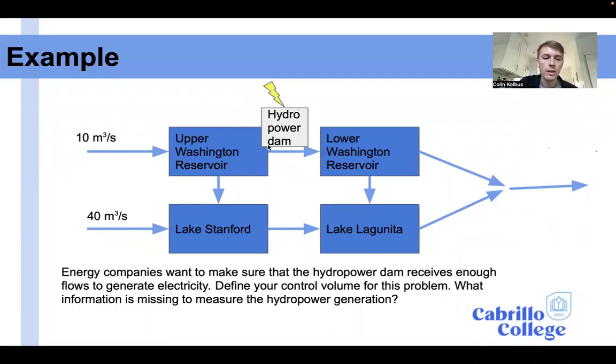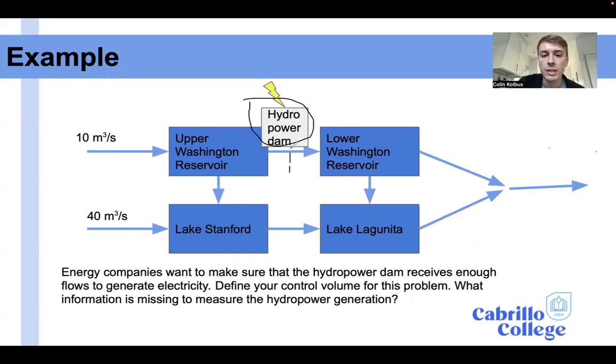Okay. So an energy company wants to make sure that the hydropower dam receives enough energy flows to generate electricity. Define your control volume for this problem and what information is missing to measure the given hydropower generation. All right, so another good one. So this question is asking about the hydropower dam here. And hydropower is generated by the flow of water through some turbine that generates electricity.